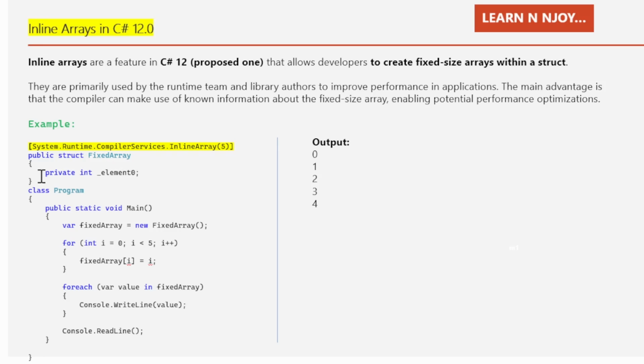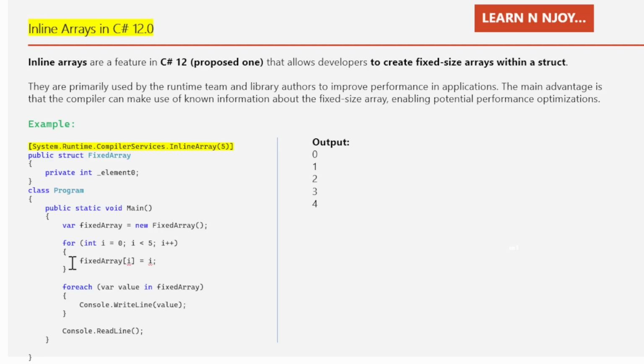For that, we have one class named Program that has the Main method, which is the entry point of this application. Here, I have instantiated this FixedArray struct. That's what I have written, where fixedArray is equal to new FixedArray. Then I am using this for loop to populate the values into this fixed array: for int i = 0; i < 5; i++, and then fixedArray[i] = i.